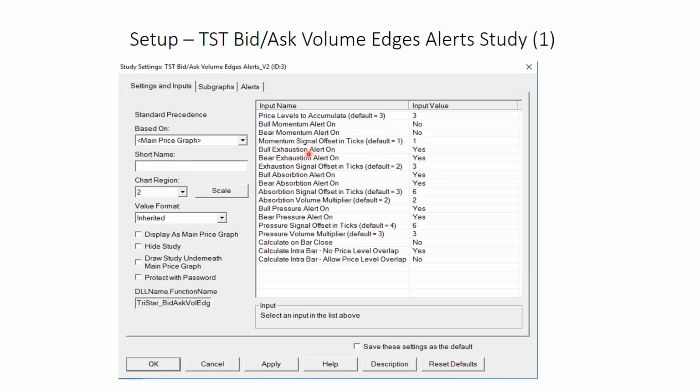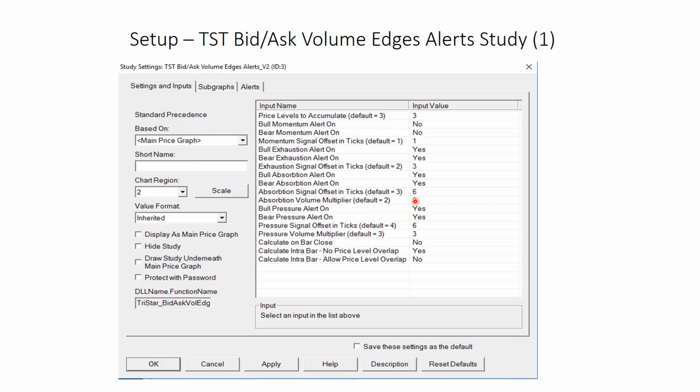So here you can turn the exhaustion and the absorption stuff on and off. Here's your absorption signal offset in ticks; you can set that to what you want. Then, if you don't think absorption should be 2 times the bid versus the ask, and you want 2.2 or 5 or whatever number, you can change that in here.